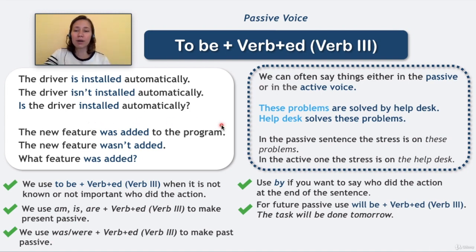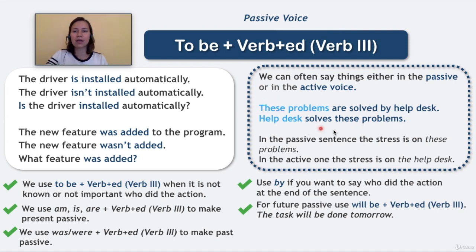Okay, but sometimes, actually often, we can say things, sentences, either in passive or in active voice, because sometimes we can change, and it is not so important what voice you use, right? So we can often say things either in the passive or in the active voice. And let's look at these two examples here. These problems are solved by help desk, or help desk solves these problems.